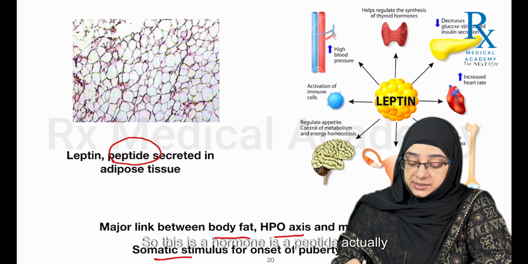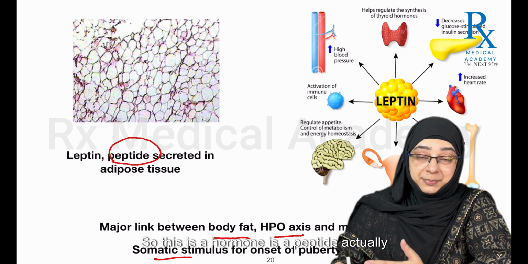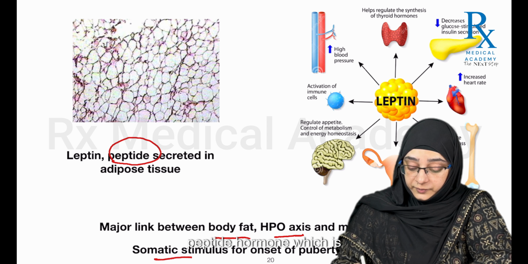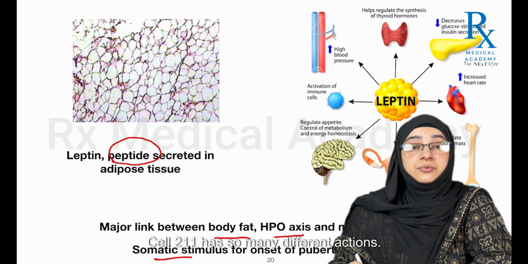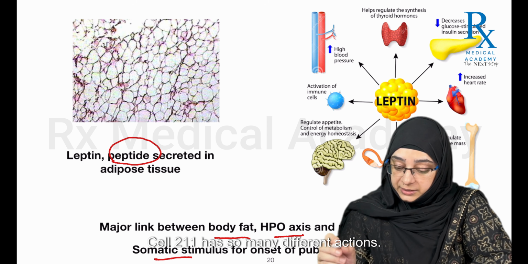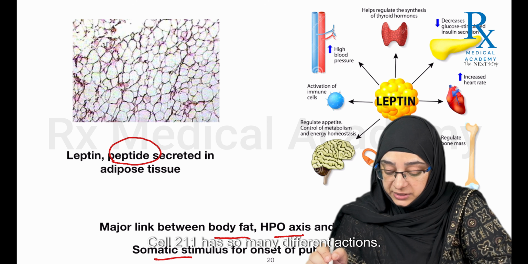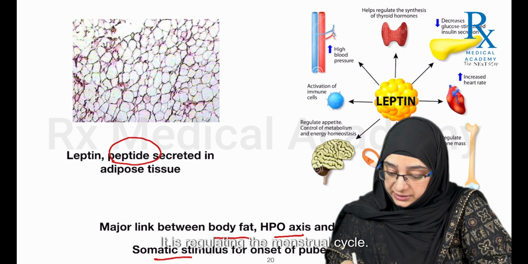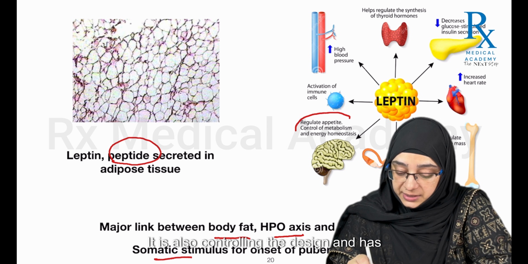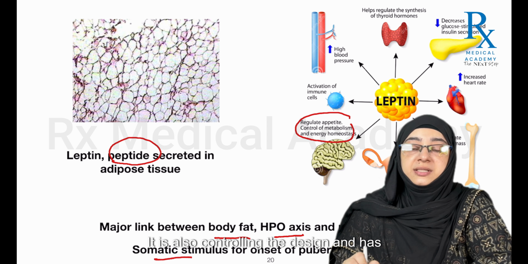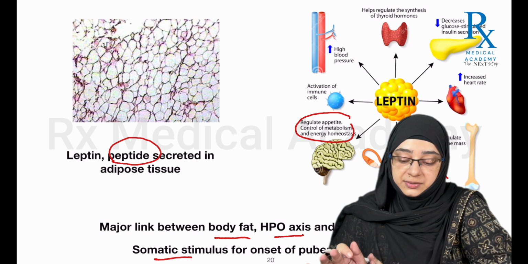So this is a hormone, a peptide hormone which is permissive to puberty. So we see leptin has so many different actions. It is regulating the menstrual cycle. It is also controlling the appetite, the metabolism. Leptin has got multiple functions.